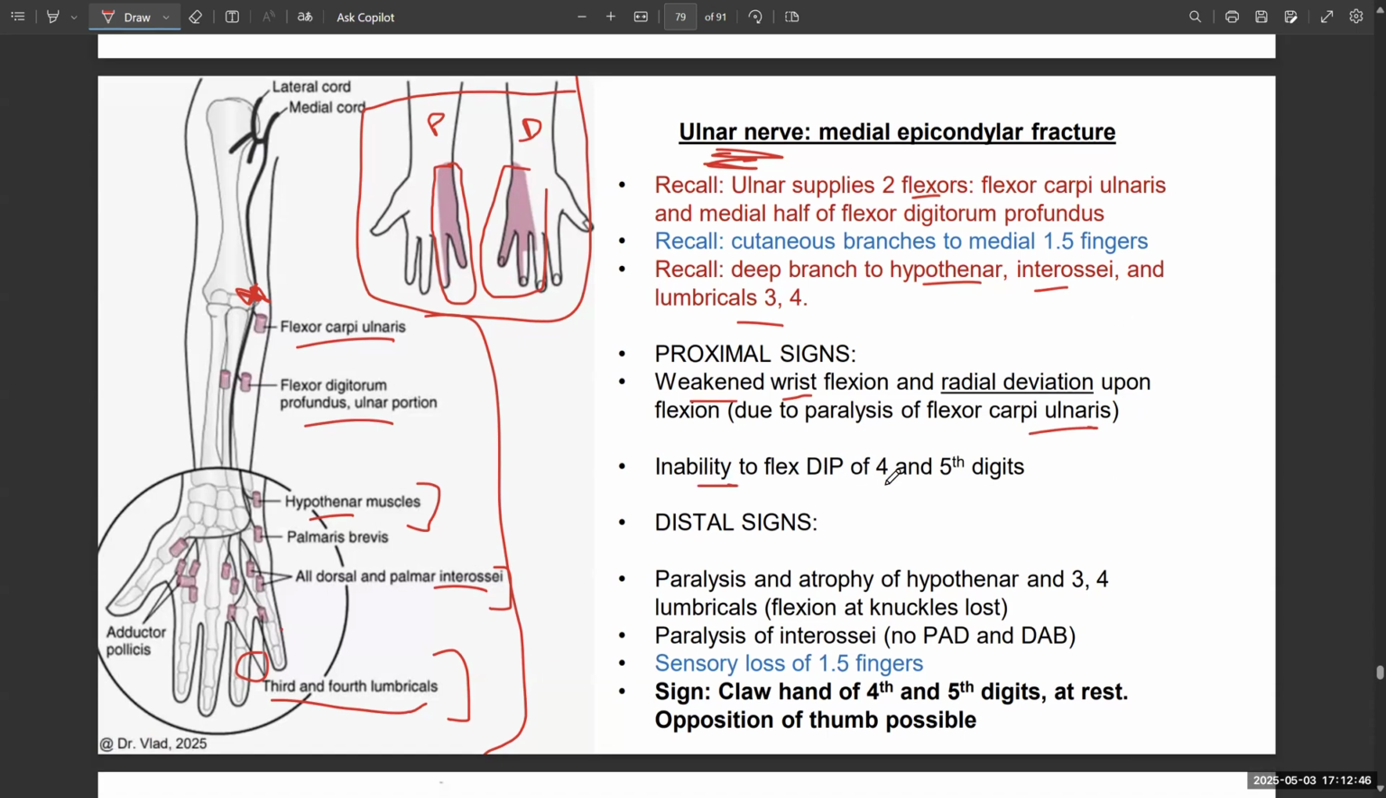Inability to flex DIP of the 4th and 5th digits. This is relatively straightforward because FDP is what supplies the DIP. Again, this is only the ulnar portion, so the ulnar portion only supplies the 4th and the 5th digits. So if this ulnar portion of the FDP is paralyzed, you won't be able to flex the distal interphalangeal joints of these 4th and 5th digits. So that is lost.